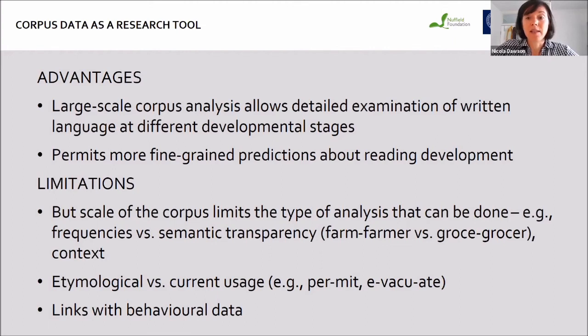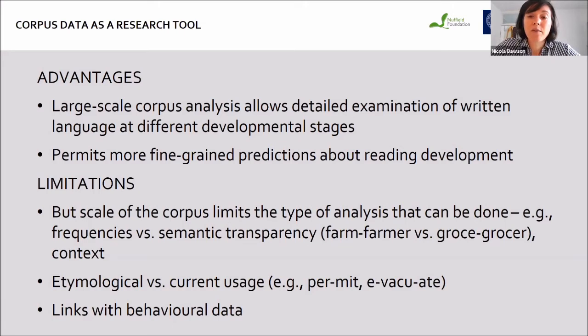so we can better understand how features of written language differ according to the proficiency of the reader. And this approach also allows us to identify item level variation at the level of words and also sublexical units such as morphemes, which means that we can make more fine-grained predictions about how these patterns will play out in reading behaviour.